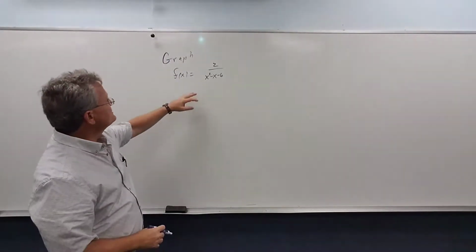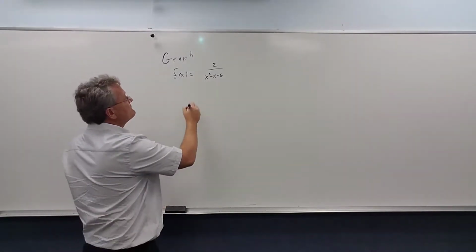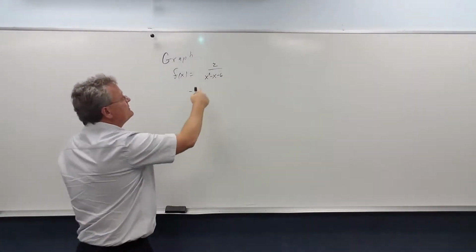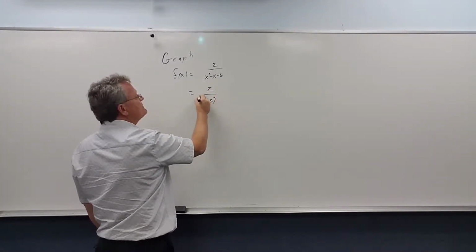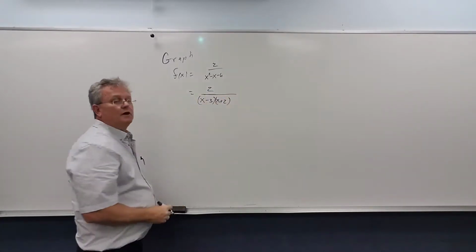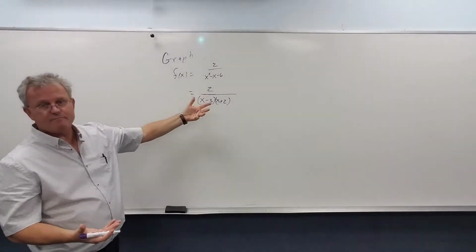Now we're going to do another example. We're going to graph this rational function. So first of all, we want this to be factored. The denominator factors as 2x minus 3 and x plus 2. Now, again, after we factor, simplify if possible.